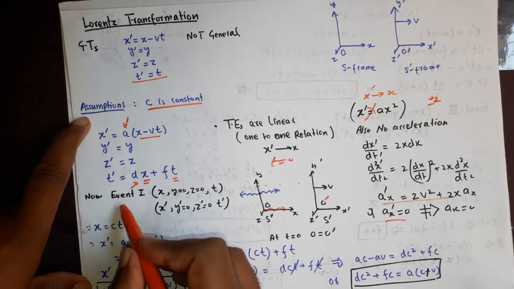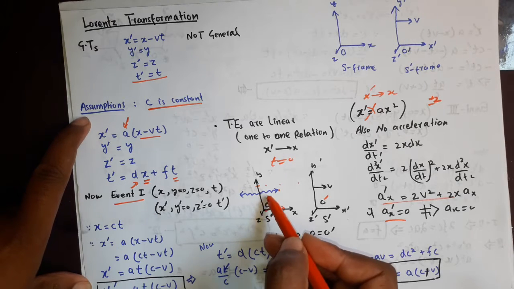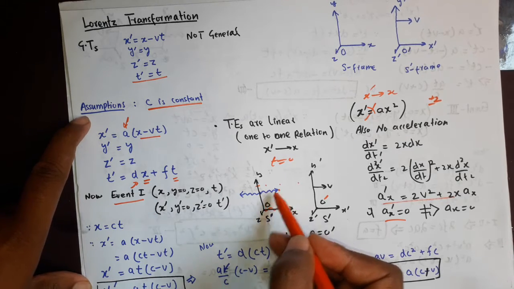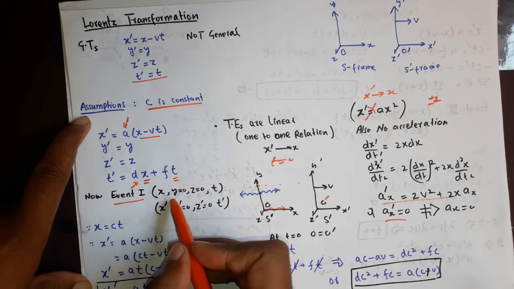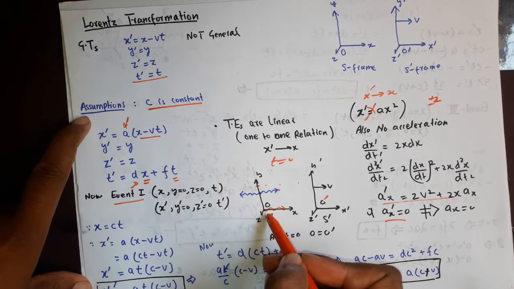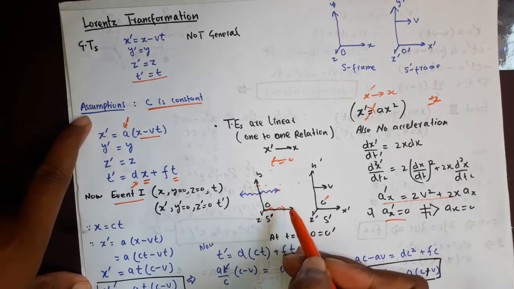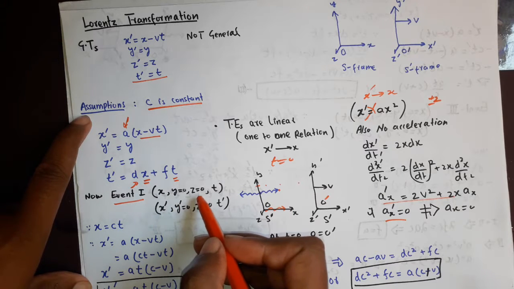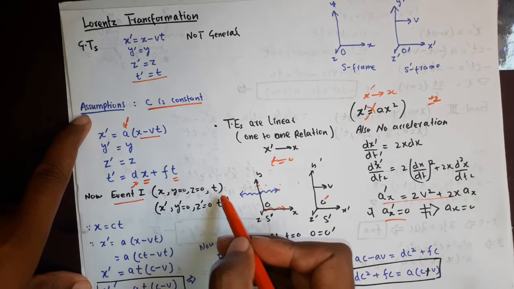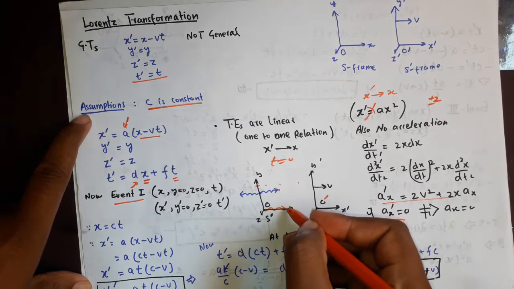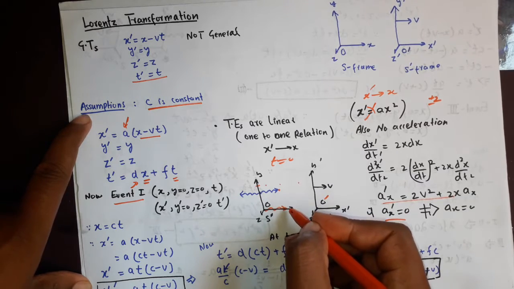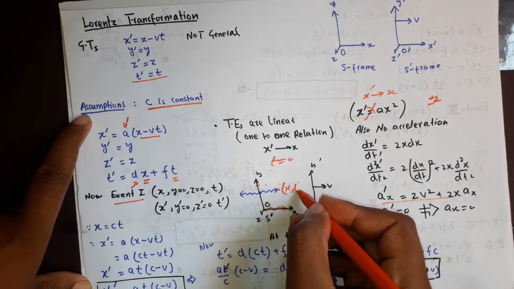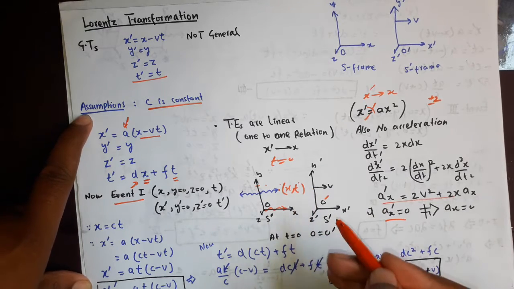So the event 1, the event where the light reaches this point P, can be written with x coordinate, y equal to 0, because this is emitted along the x direction only, z equal to 0, and a particular time t. This is actually this point, but I am showing it here for the simplicity of the geometry.